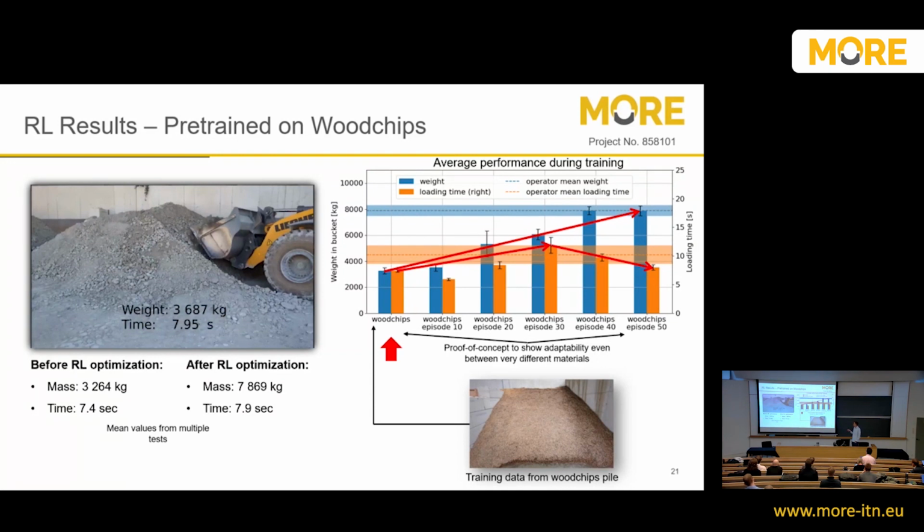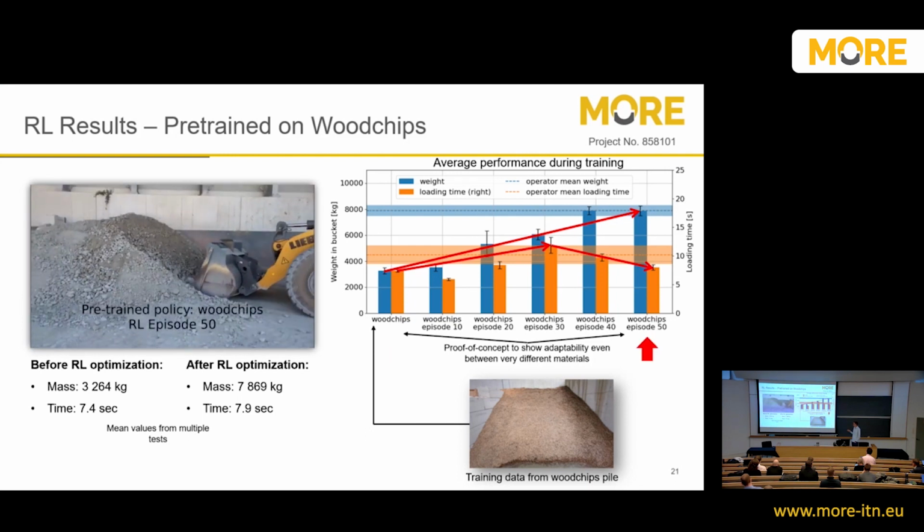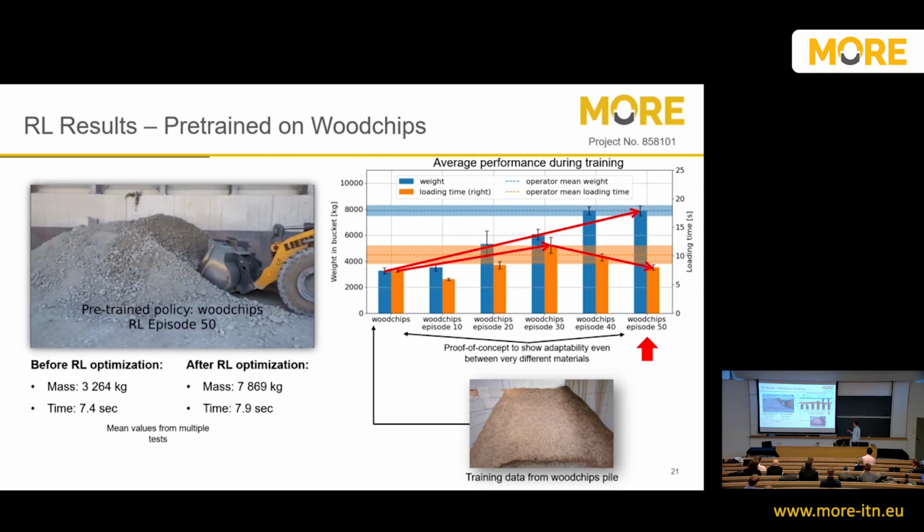But we can see from the graph here that after 50 episodes, we increased the weight to human level performance, and the timing is also a little bit faster. So as we start training, the weight and the time increase, but then after around 30 episodes, the loading time starts to go down as well. So here we have the optimized policy after 50 episodes.